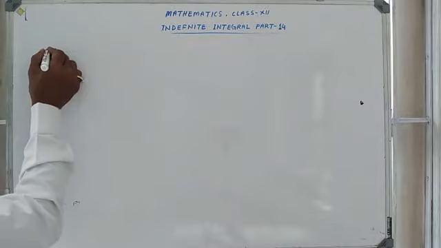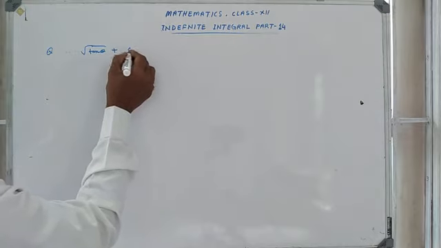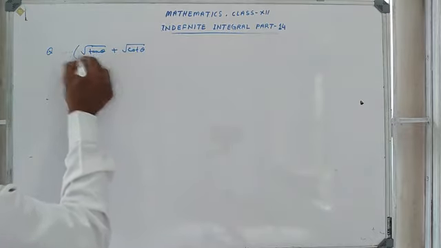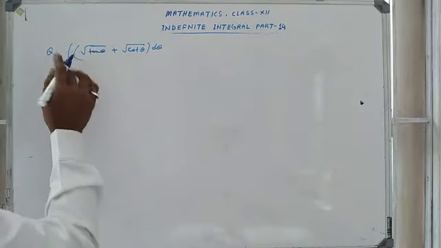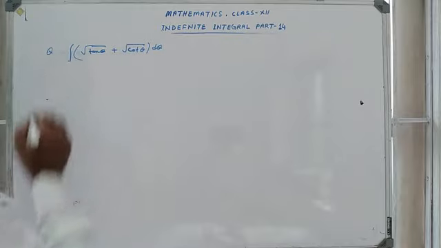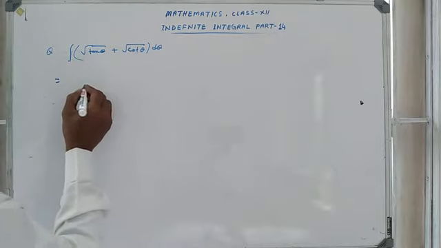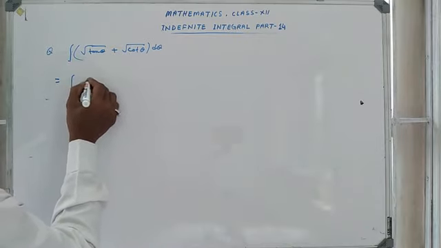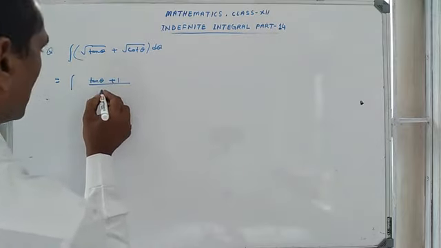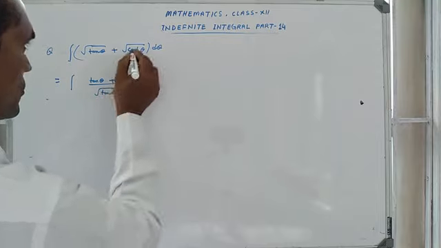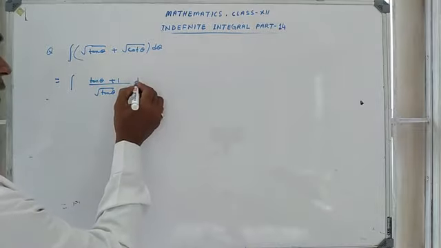Now another question. Question is integral of root over tan theta plus root over cot theta d theta. This question also we can change in that form. So here you change it into tan theta completely. So it will be tan theta plus 1 by tan theta, since cot theta equals 1 by tan theta. So if you simplify, you will get a function like this.